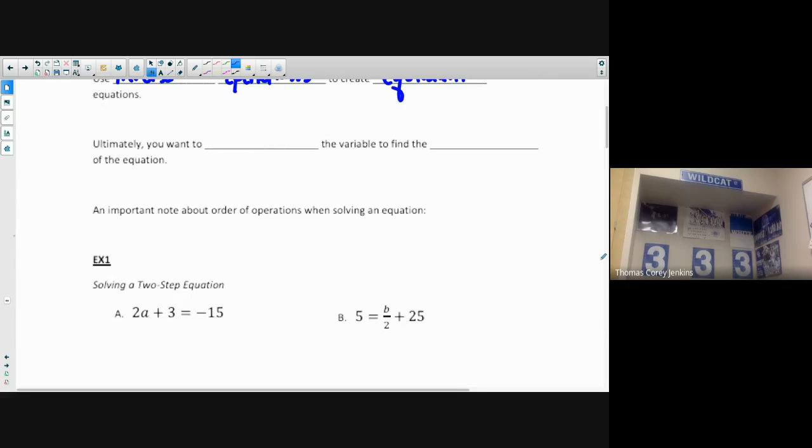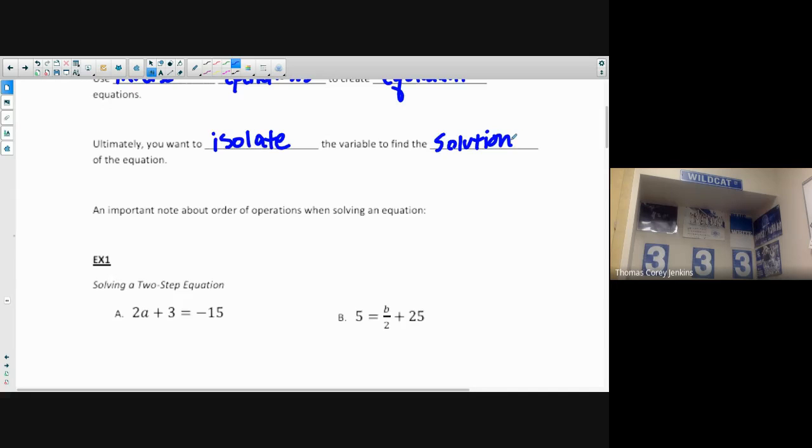Ultimately, you want to blank the variable to find the blank of the solution. So what we want to say here is you want to isolate, which means get it by itself, the variable to find the solution of the equation. Okay, remember that the solution of the equation is the number that you can substitute in for the variable to make the equation true.